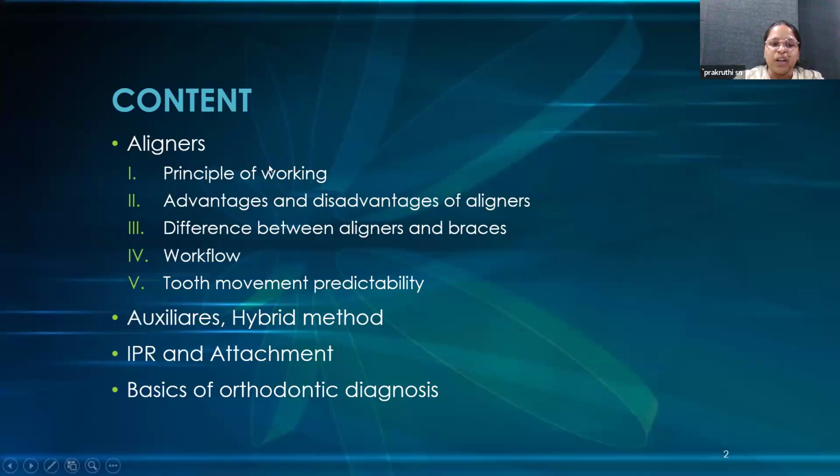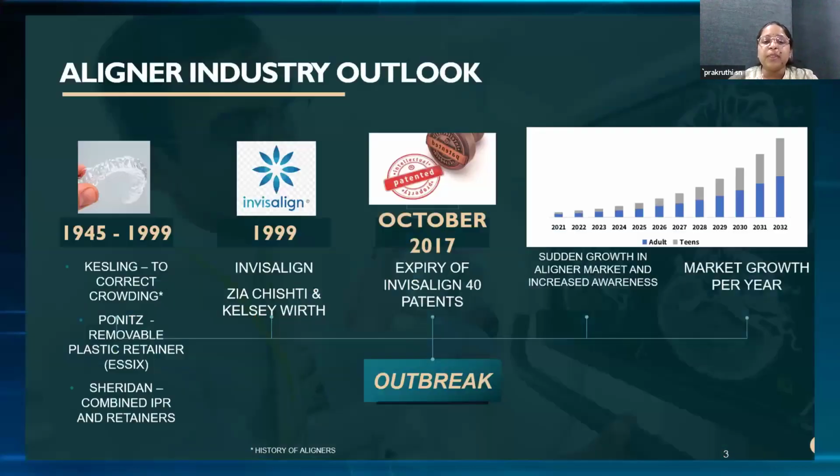The extended part of aligners, that is, we are also trying to give the best results along with the aligners by utilizing auxiliaries, and the hybrid method is also gaining popularity recently. IPR and attachments, the essential tools involved in the aligner industry. Also, a few of the basic diagnosis aspects we will be discussing.